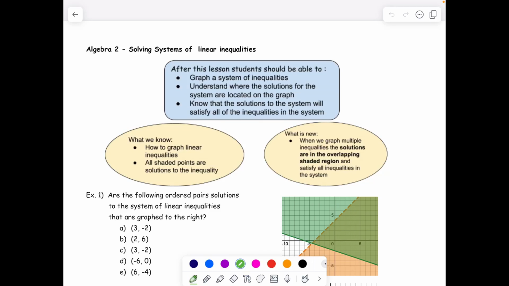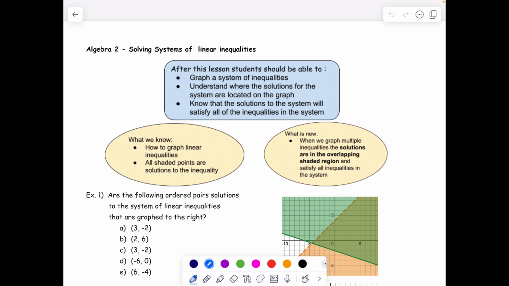Talk about solving systems of linear inequalities. Okay, so inequalities means not necessarily equal to, but could be greater than, could be less than, or could be greater than or equal to, or less than or equal to.